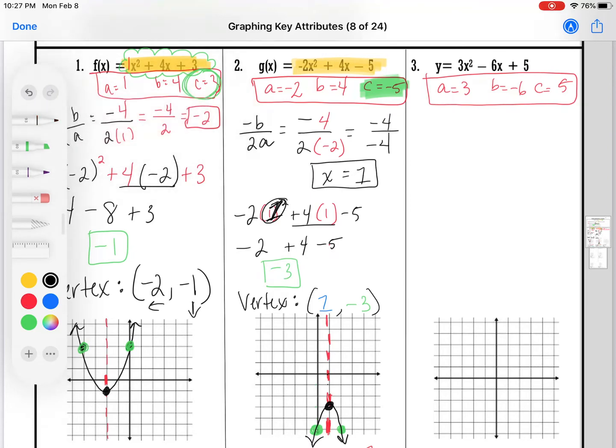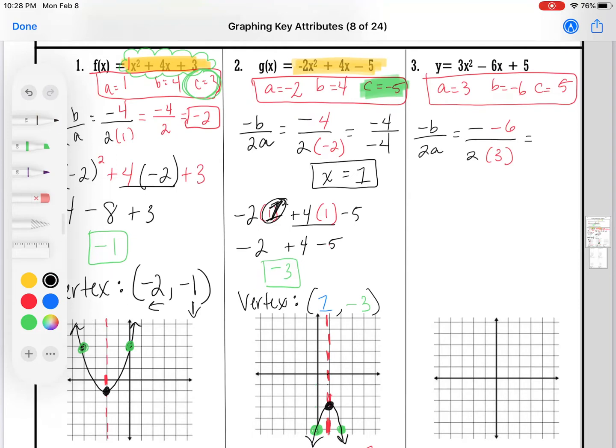The first thing I need to calculate is called the axis of symmetry. It's the x that goes through the middle of your U-shaped parabola. My axis of symmetry always uses the equation negative b over 2a. So that has a negative, so I'm going to write it's negative. Then the b value also has a negative, so I write that down, over 2. Instead of a, my a value is a 3.